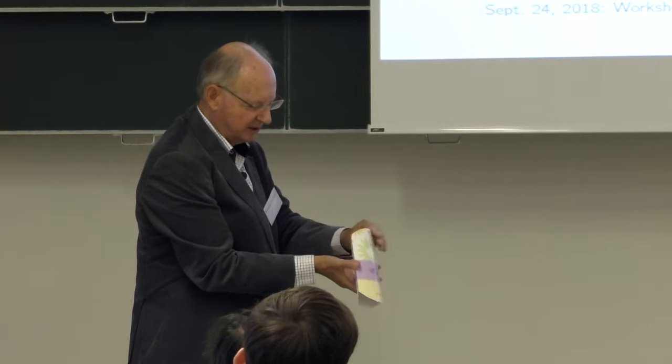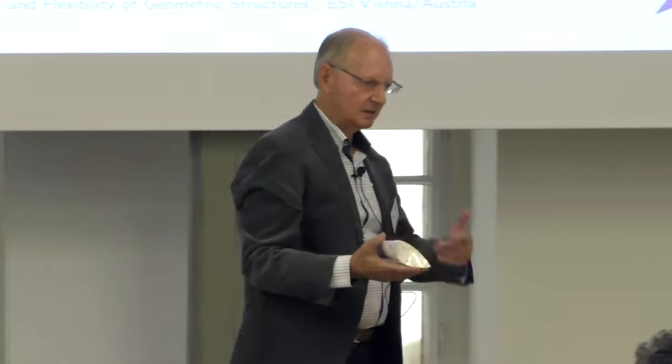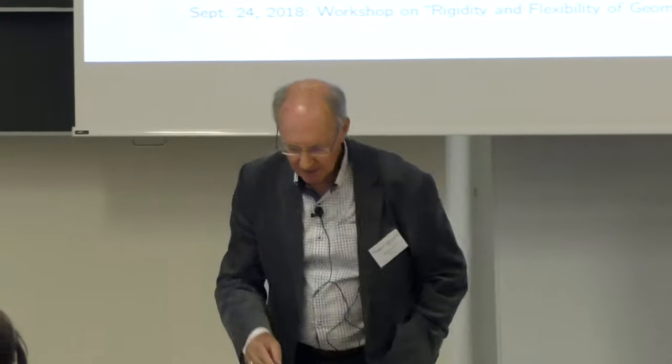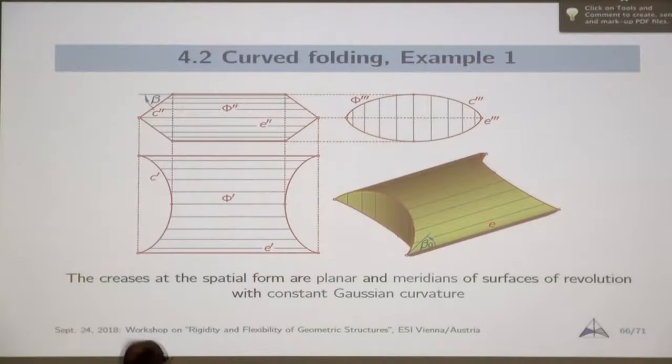You maybe know this type of boxes. Sometimes McDonald's used it to pack Apfelstrudel or something. And in this case, it is possible to figure out exactly what is coming out. It turns out that these curves are not arcs of ellipses, but they are meridians of surfaces of revolution of constant Gauss curvature. So in this case, we can figure out the exact shape.